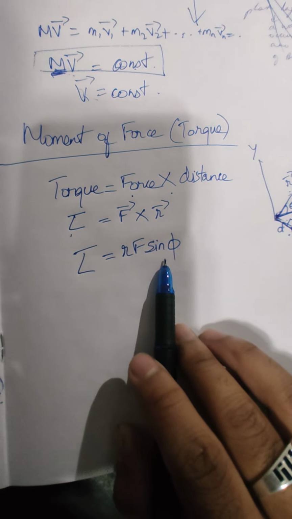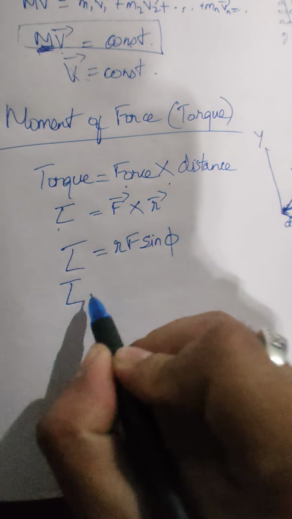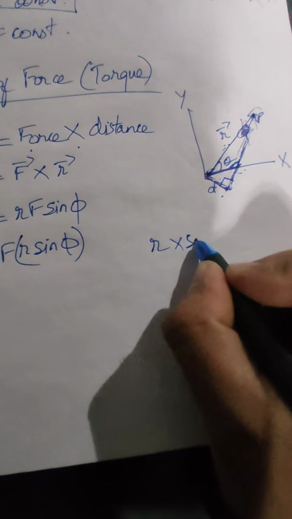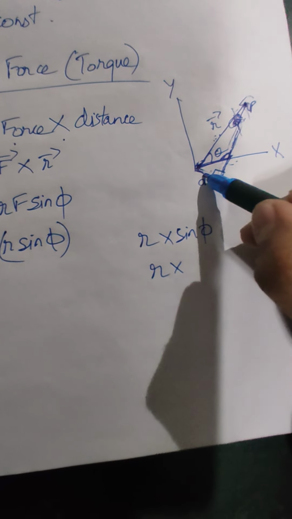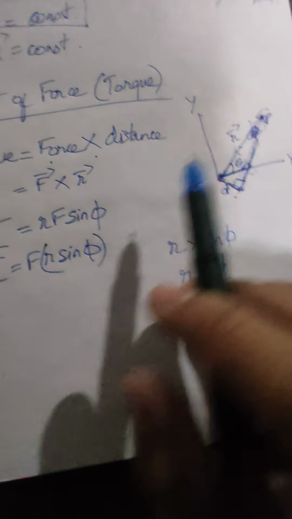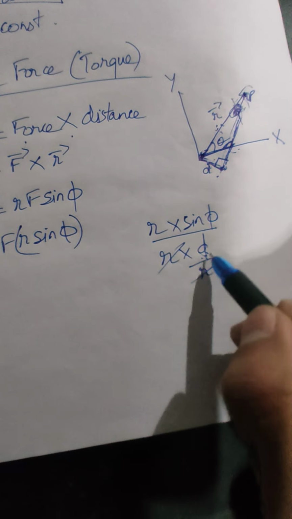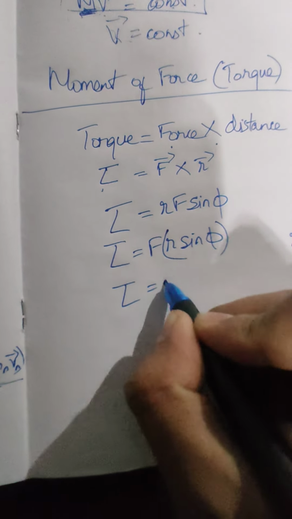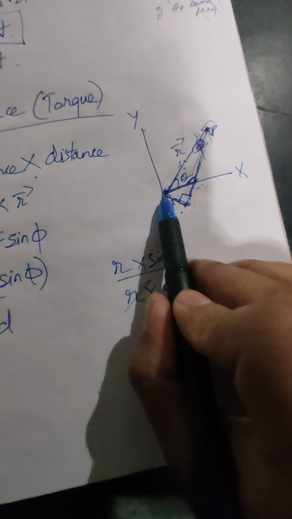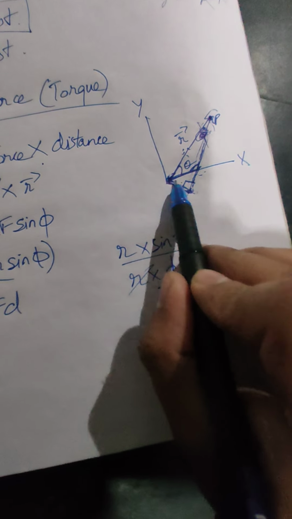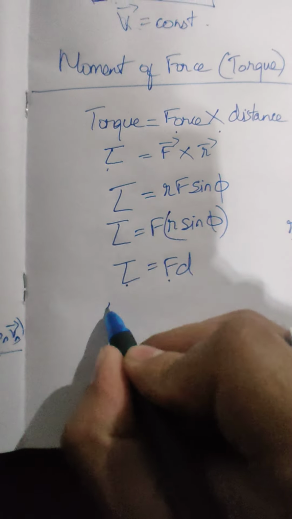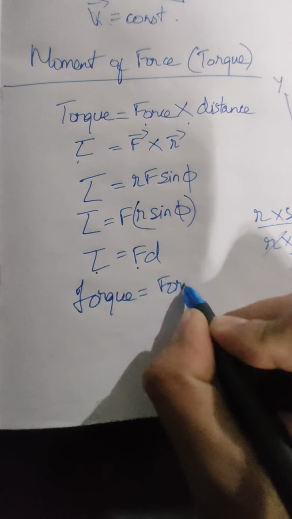Now again, what is r sine phi? Let me put F in the beginning: F r sine phi. So what is r sine phi actually? r into sine phi, and sine phi is perpendicular by hypotenuse, so d by r. Removing the vector, we are solving in terms of magnitude, so r and r will cancel. So r sine phi means d, this distance. So instead of r sine phi, we can simply put F d. So torque is equal to force into this perpendicular distance from the point of rotation, and this distance is called the moment arm. So torque is also equal to the force into moment arm.